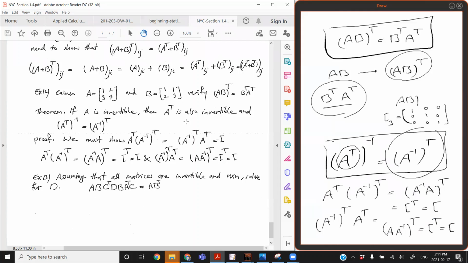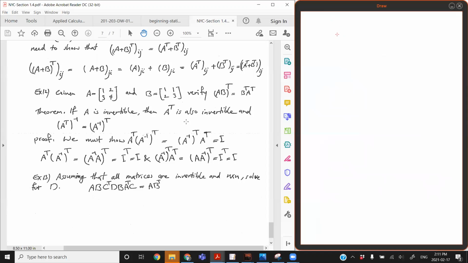Is this theorem clear? Sir, just to be sure, when you multiply the inverse of a matrix by its initial matrix, it gives an identity matrix? Yes, that's the definition. The definition of inverse is that we say B is the inverse of A if A times B is I and B times A is I.